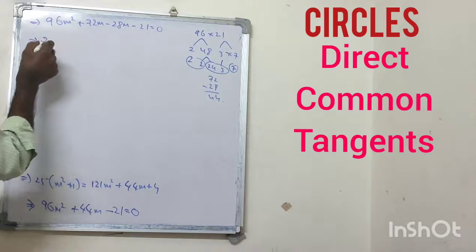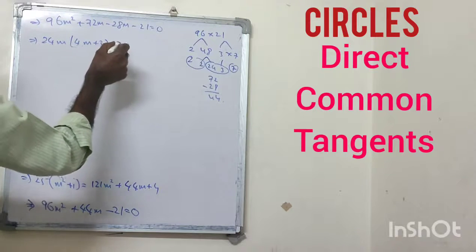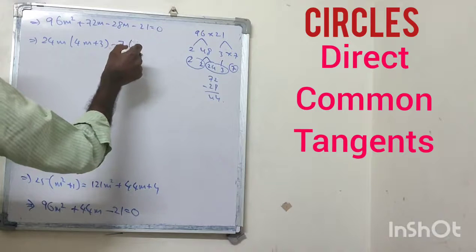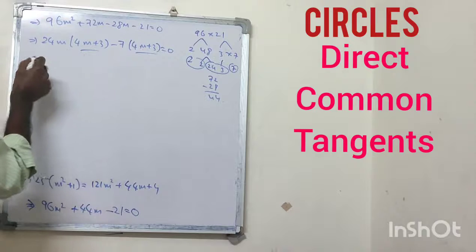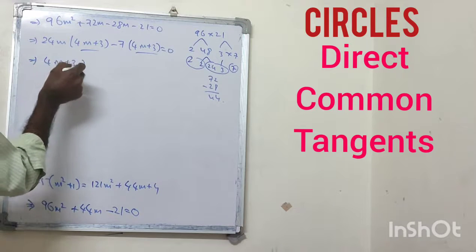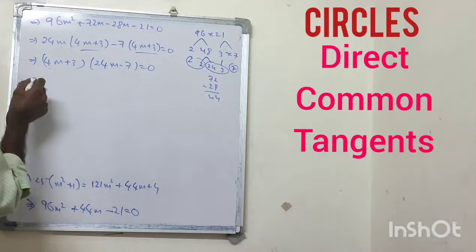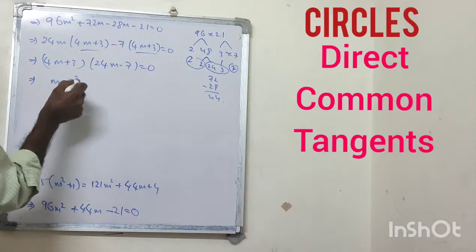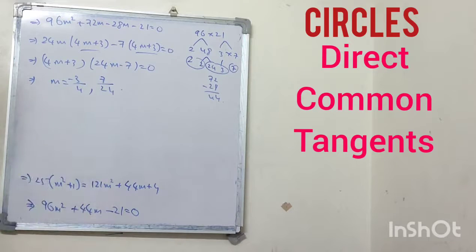Now in these two we can take 24m common, so 4m plus 3. And here we can take 7 common, so 4m plus 3 equals 0. Now taking 4m plus 3 common, 24m minus 7 equals 0. So from this you will get m equal to minus 3 by 4, and the second one is 7 by 24.